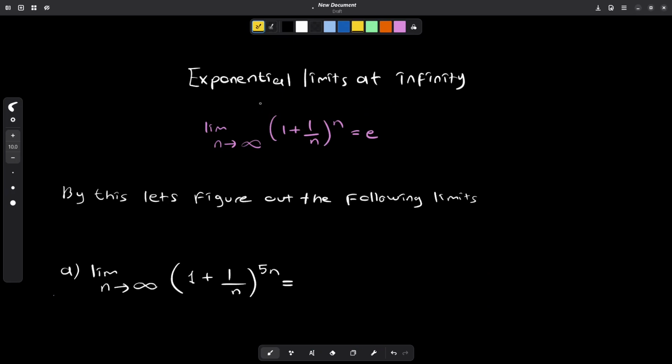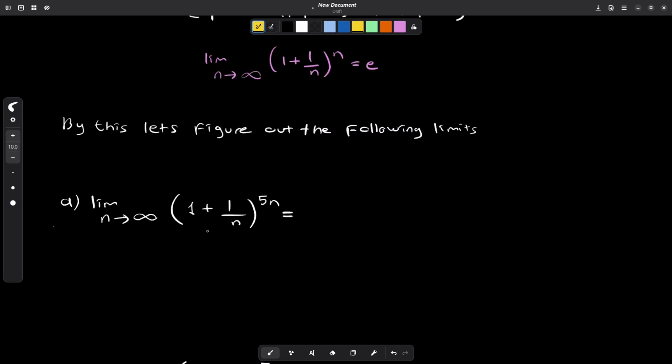Welcome everyone. Today we're going to talk about exponential limits at infinity. We have a limit: the limit of (1 + 1/n)^n as n approaches infinity is equal to e. We're not going to evaluate this limit in this video, but we will do that in the future. For now, we just need to know that this limit is equal to e, and by this we will have to evaluate the following limits.